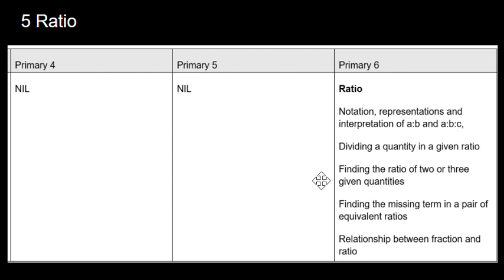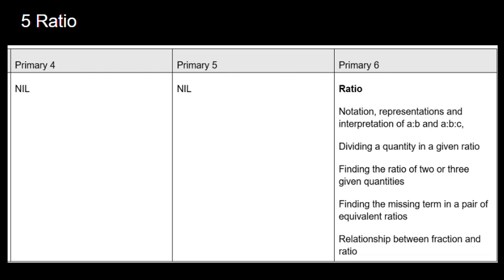So they basically ask you to find how many is A, how many is B, how many is C, and so on, and find the missing items in the pair of equivalent ratios, which means that you have A is to B and B is to C. Then you find the relationship between A is to C and so on. Okay, then also the relationship between fraction and ratio. Okay, so based on these first 5 topics, what does it mean to you and your child in terms of the mathematics syllabus? So let's take a look.